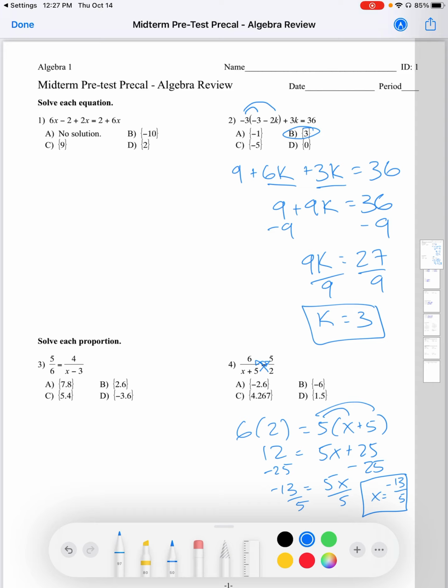-13 fifths, 5 is going to go in there 2 times, and then, let's see, 2 and 3 fifths. So that is -2.6.